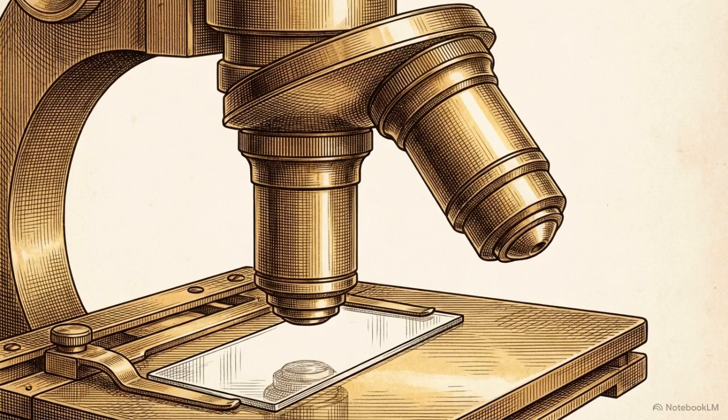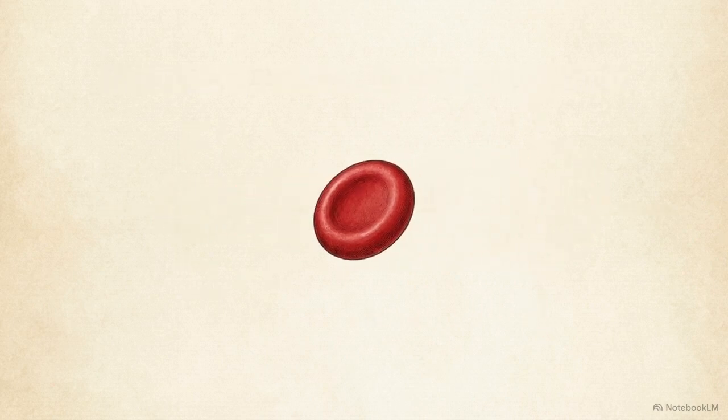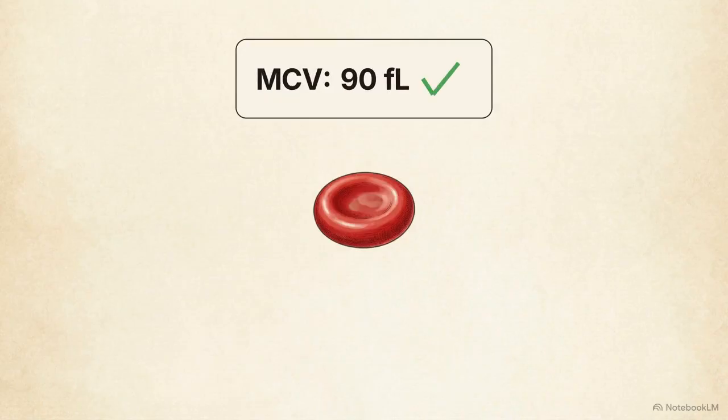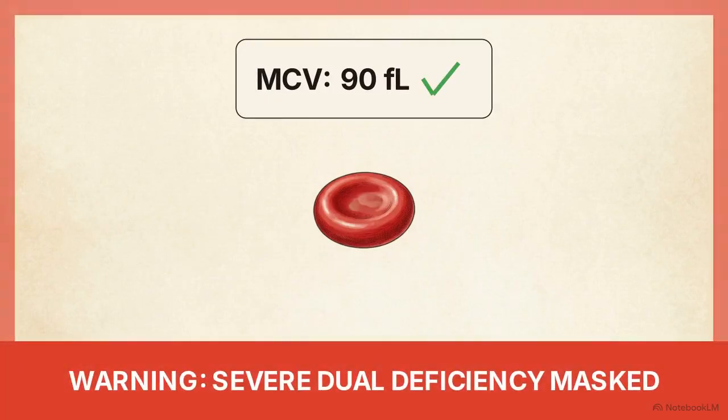Mixed deficiencies expose the physiological blind spot of this sizing model. If a patient has concurrent iron deficiency, which shrinks cells, alongside a B12 deficiency, which enlarges them, the opposing effects mathematically normalize the MCV. The test appears completely normal while the patient suffers from severe dual deficiencies.